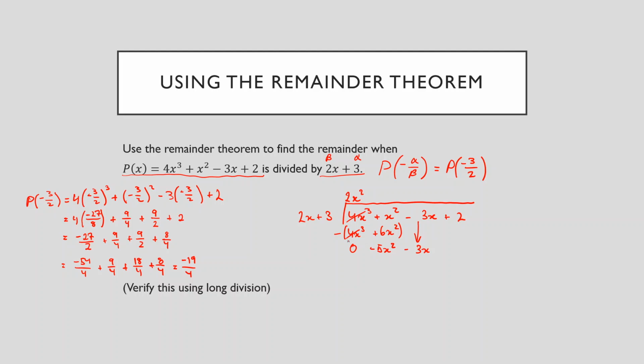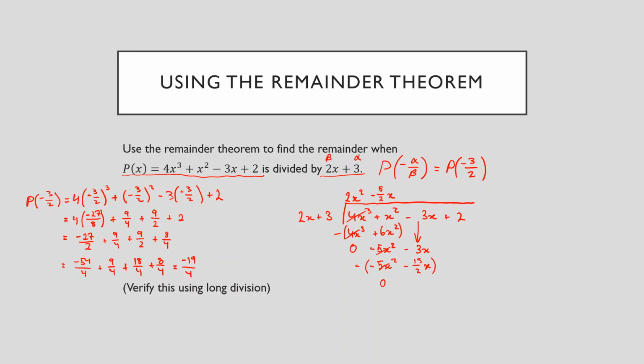Repeat, so negative 5x squared divided by 2x. Well, the x's will cancel out, leaving us just with an x. But we've got negative 5 over 2, which we can just leave as a fraction. Negative 5 over 2 times x. Multiply negative 5 over 2x by 2x plus 3, so that would become negative 5x squared, and negative 5 over 2x times 3 would be negative 15 over 2x. Next step would be to subtract. Negative 5x squared minus negative 5x squared cancel out, becomes 0, just like always.